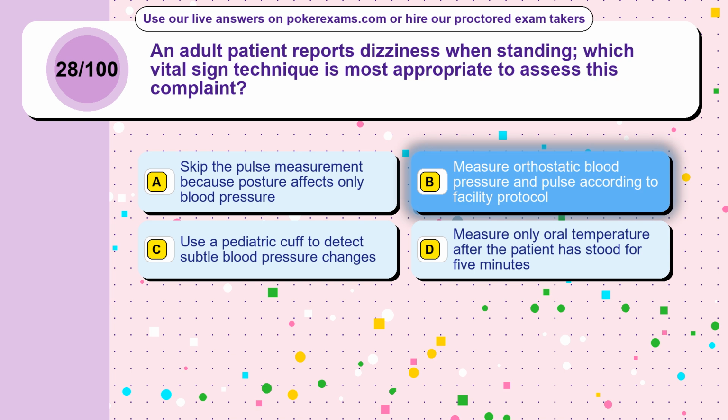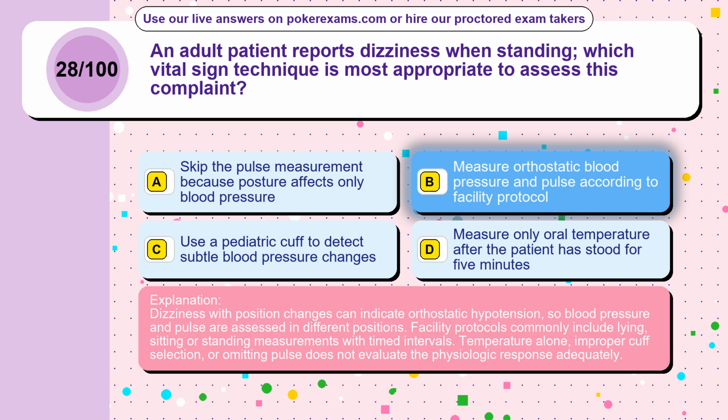The correct answer is option B. Measure orthostatic blood pressure and pulse according to facility protocol. Dizziness with position changes can indicate orthostatic hypotension, so blood pressure and pulse are assessed in different positions. Facility protocols commonly include lying, sitting, or standing measurements with timed intervals. Temperature alone, improper cuff selection, or omitting pulse does not evaluate the physiologic response adequately.